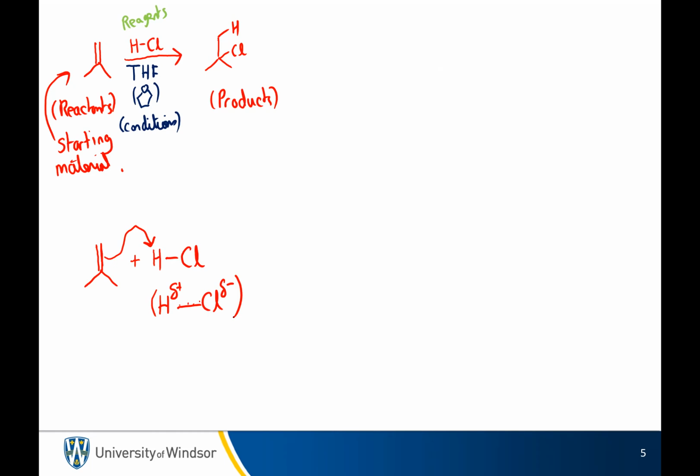Cool. Okay. Notice that I'm drawing the arrow starting in the middle of the double bond. Being really clear that I'm using the electrons in the double bond to attack the hydrogen. The arrow is double-headed, and what that means is that two electrons are moving. But now I'm making a new bond to hydrogen.